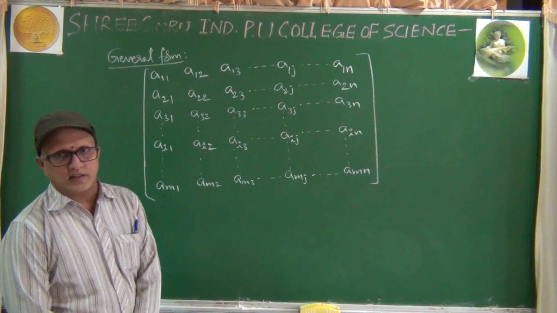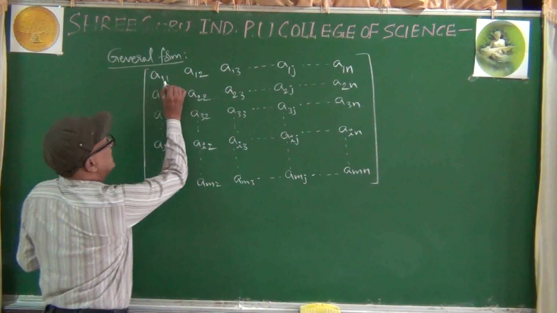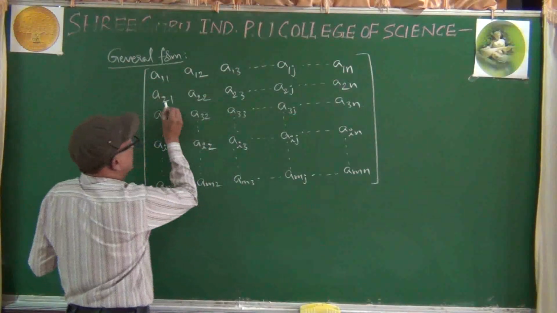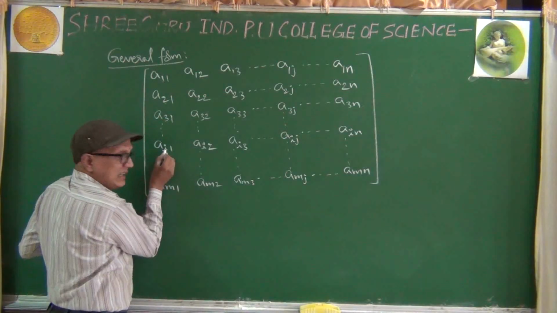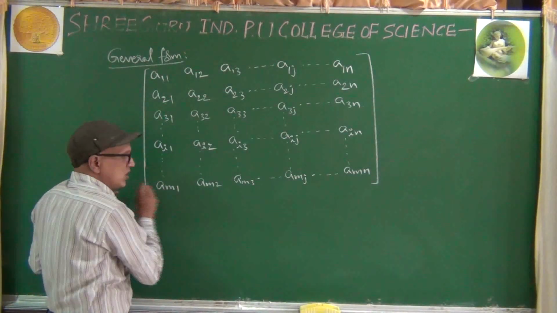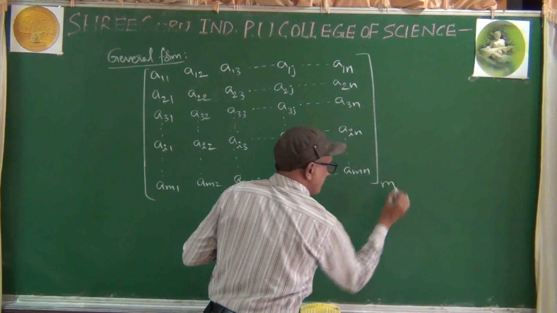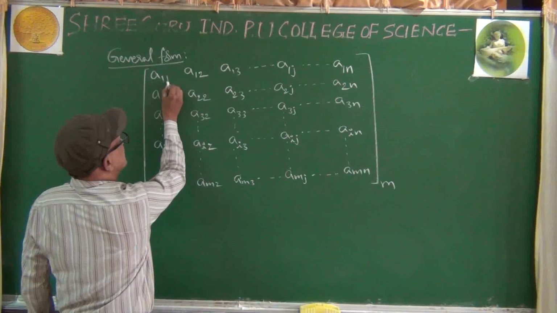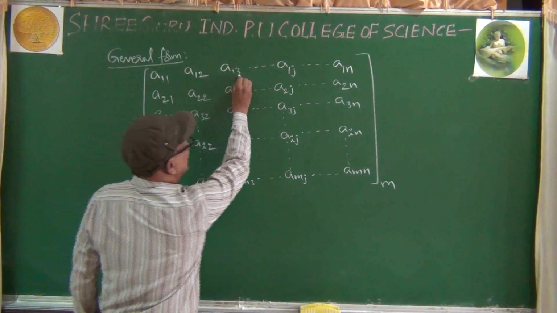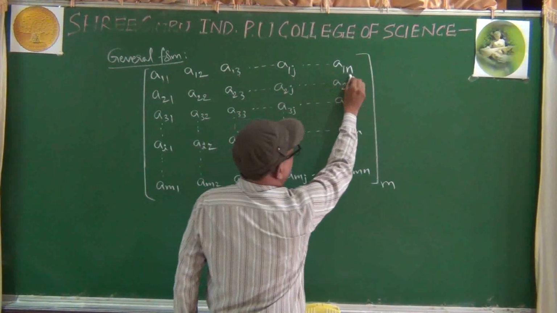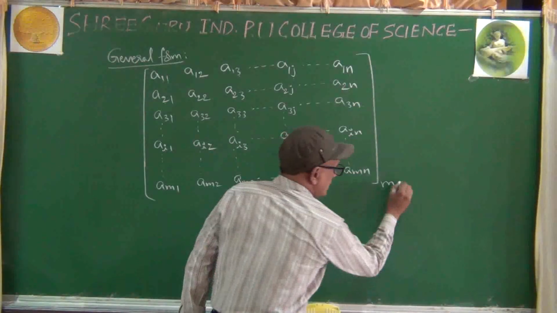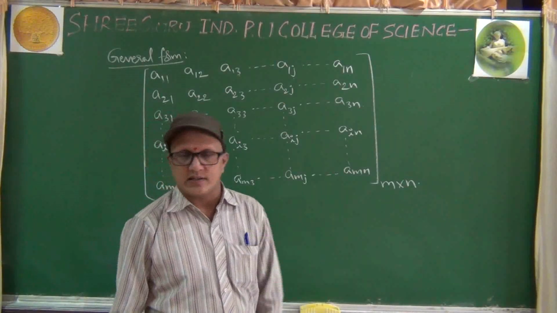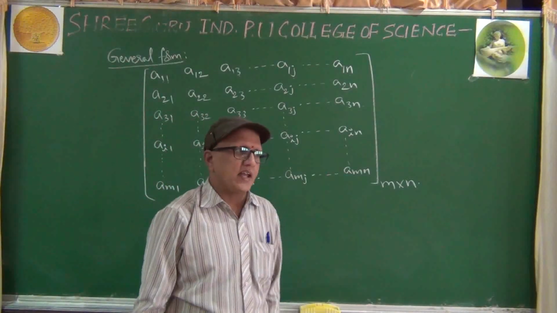Totally, how many rows are there? First row, second row, third row, and so on up to the mth row. Totally m rows are there. Columns: first column, second column, third column, jth column, nth column. Totally n columns are there. So it is an m by n matrix.